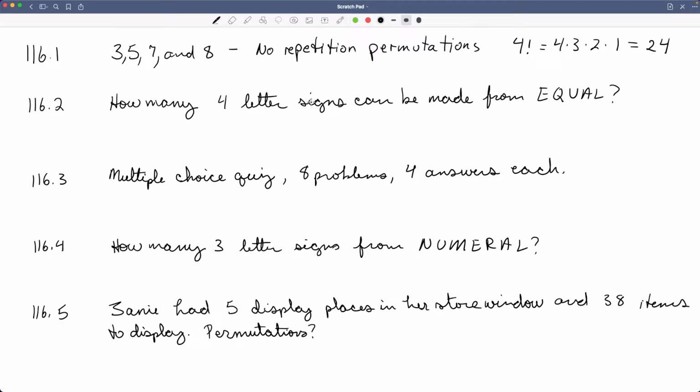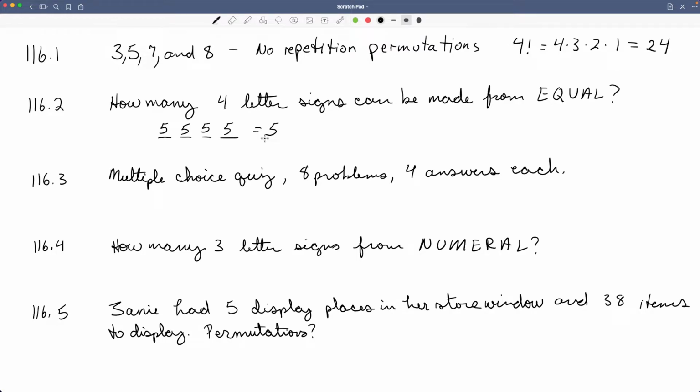116.2. How many 4-letter signs can be made from the word equal? So we have 4 spaces, 1, 2, 3, 4, and we have 1, 2, 3, 4, 5 letters here. Now, in the book it says repetition is permitted. So if repetition is permitted, then we could just say any of the 5 letters here, any of the 5 letters here, any of the 5 letters here, any of the 5 letters here.